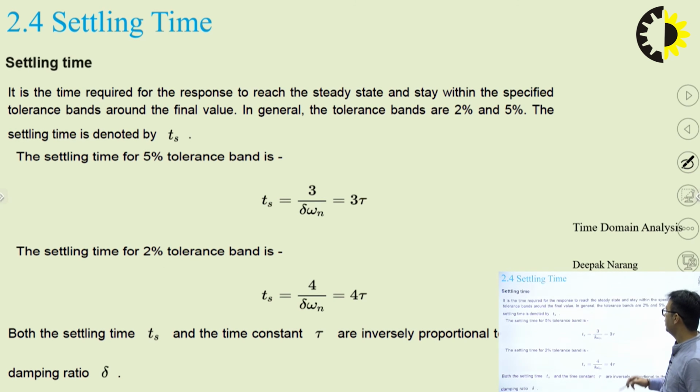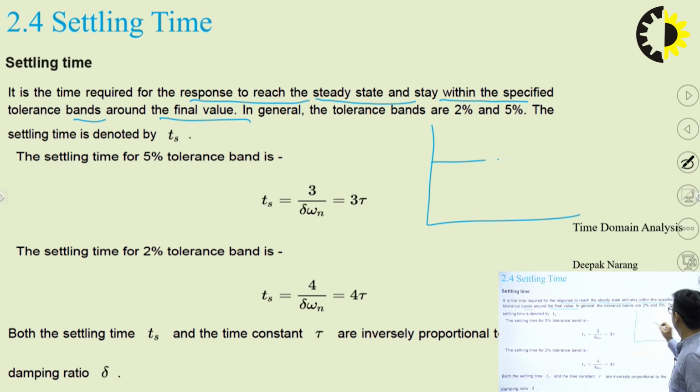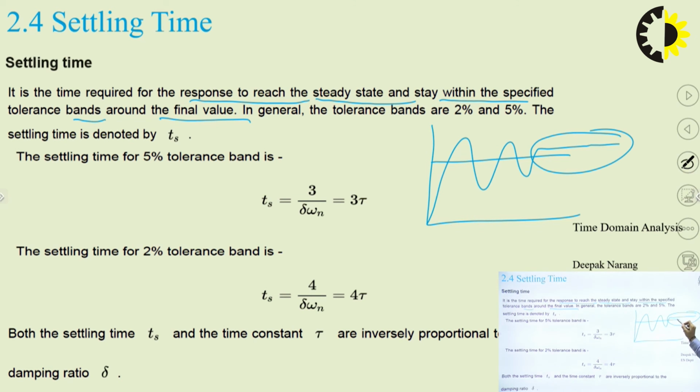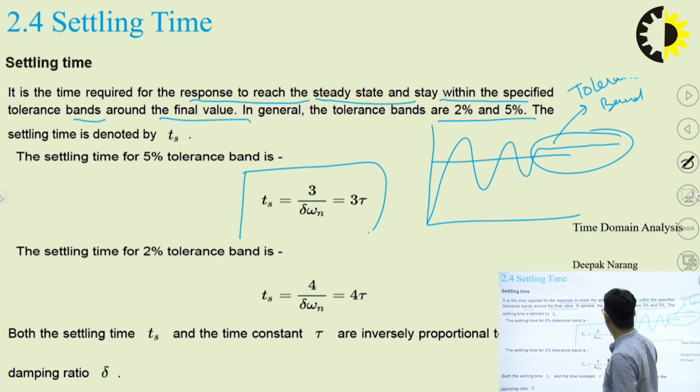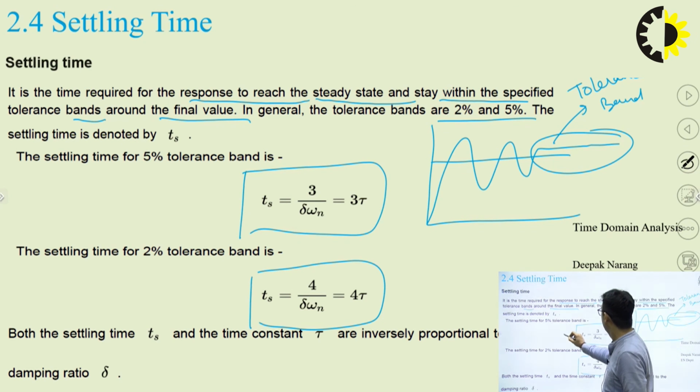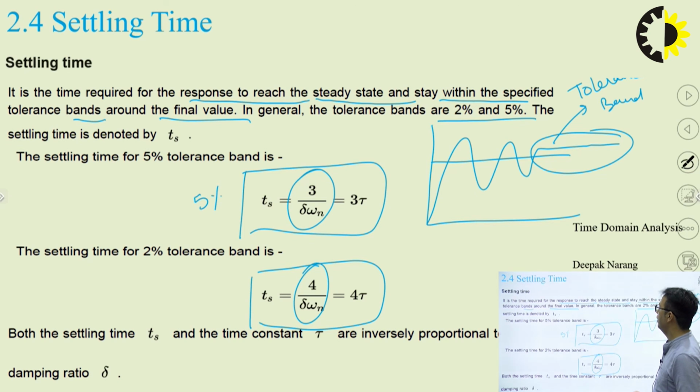Now next is settling time. This is the time required for the response to reach steady state and stay within the specified tolerance band around the final value. So if we are getting such a response, this response must stay in the tolerance band, and this tolerance band is taken as 2 to 5%. So we define our settling time for these two bands. For 5% tolerance band, settling time is equal to 3 upon delta omega n. For 2%, it is 4 upon delta omega n.